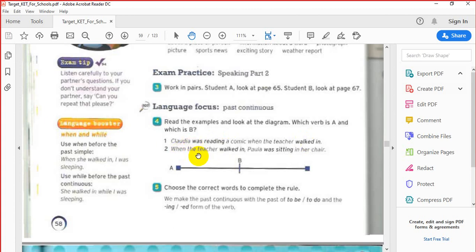Was. Now say again, was. Is this, what do you mean? Did you say earlier the verb A is walked or was? Emma, can you ask me again? Did you say the verb A is walked or did you say the verb A is was? The verb A is was.